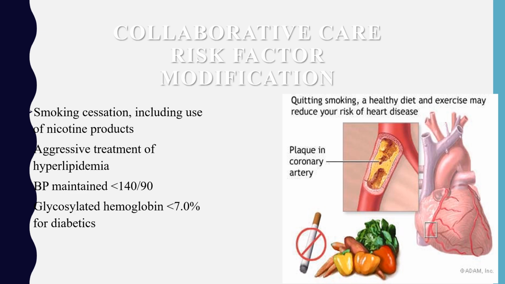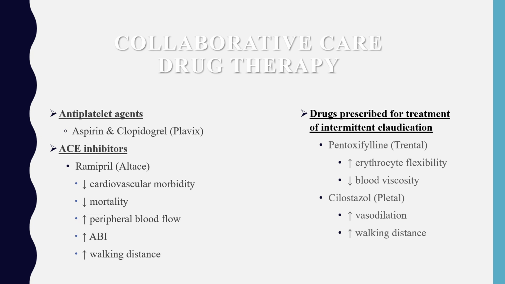Modification: maintaining a low blood pressure, getting the sugar down if the patient's diabetic, getting cholesterol level down, and if they are a smoker, reducing smoking. The three most common treatments, the first one is a blood thinner, either high dose aspirin like 325 milligrams or a Plavix. That's the first one.